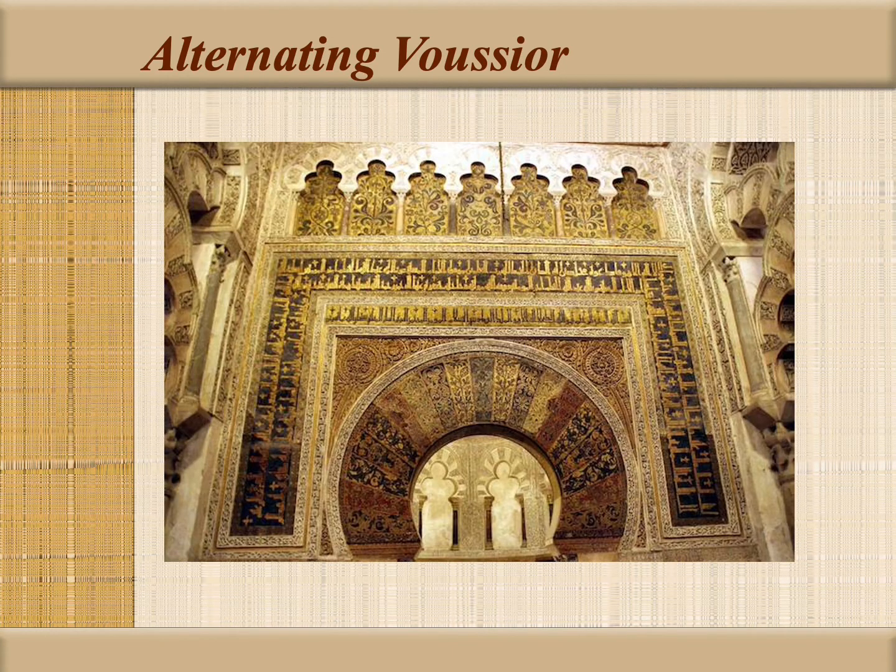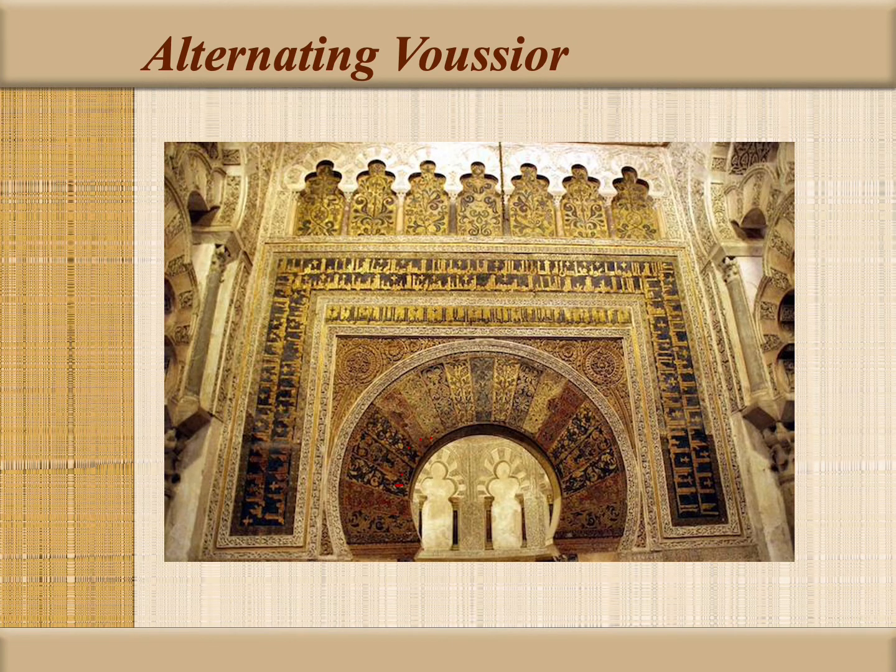So here you can once again see that alternating voussoir. So you've got that kind of pattern going on here. Looks like it's broken into separate chunks. And this is the mihrab, which is the focal point of the prayer hall at the Great Mosque at Cordoba. And it's a famous horseshoe arched mihrab or prayer niche.